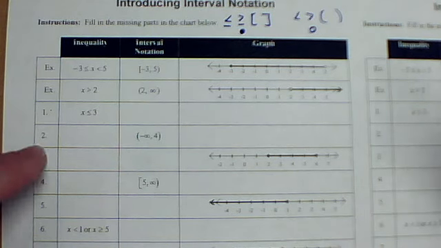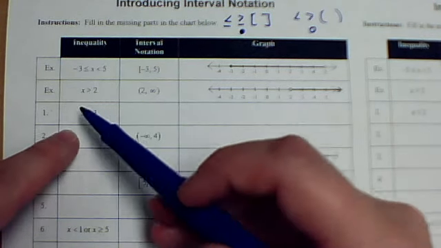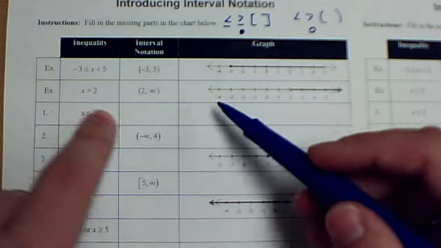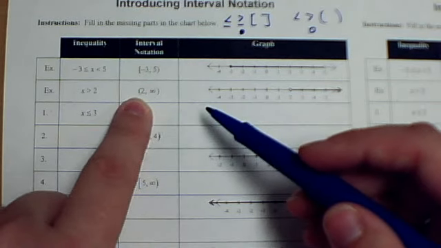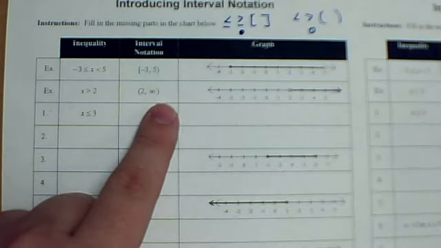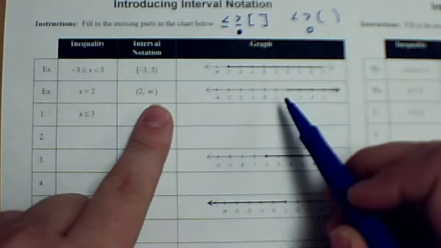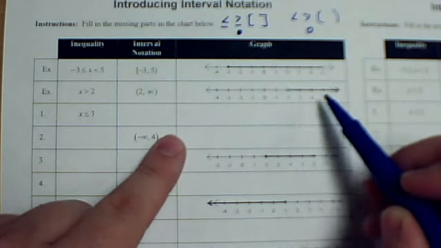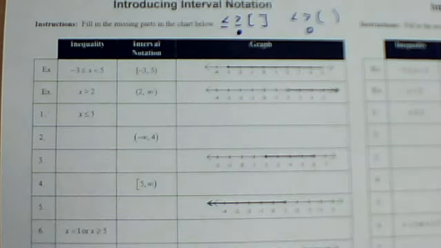Alright. On example 2, we have x is greater than 2. So our interval notation is going to be from 2 to infinity, because it's all values that are greater than 2. So all the way to infinity. Then our graph, we start at 2 with an open circle and a right arrow in the positive infinity direction.